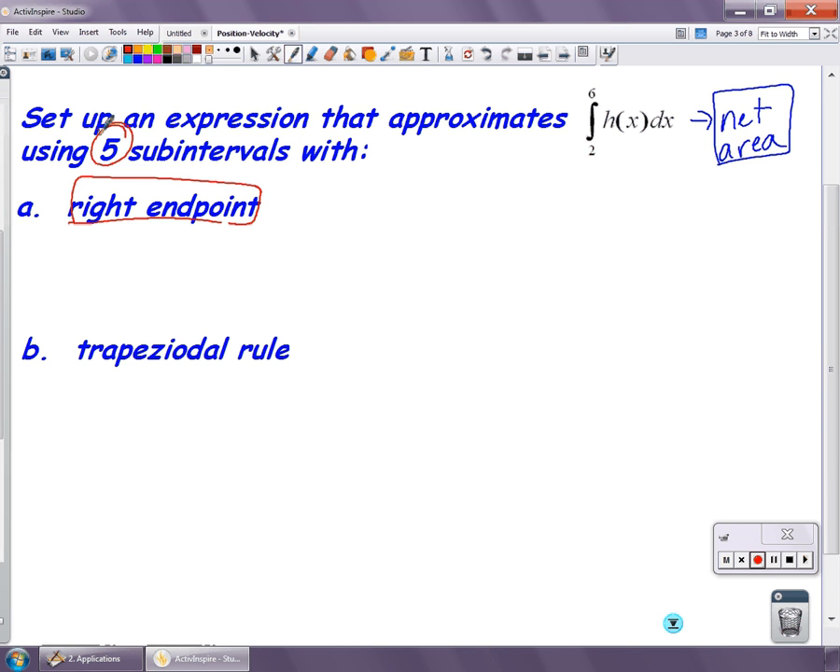The first thing we're going to have to calculate is the common width. The common width is calculated by subtracting the interval, so 6 minus 2, and we're going to divide that region into 5 parts. So 6 minus 2 is 4 divided by 5, so the common width is 4/5 of a unit. So far we know about our rectangles that the width is 4/5, and that's in common, and we know that we're going to be using a right endpoint approximation.